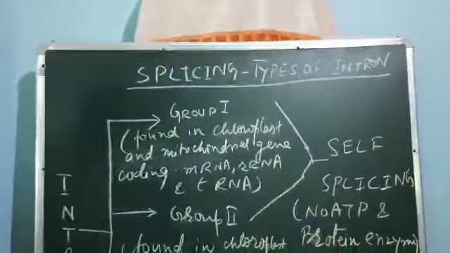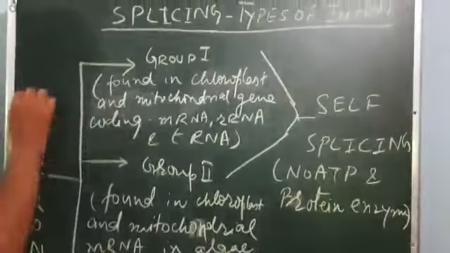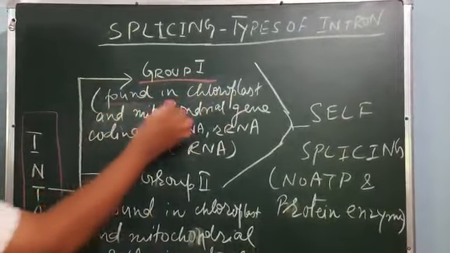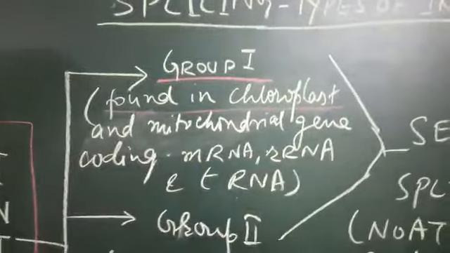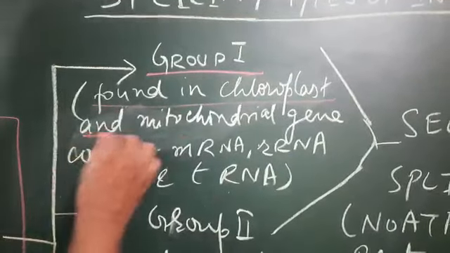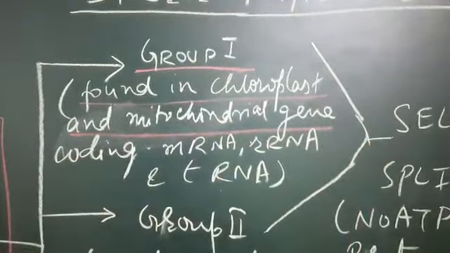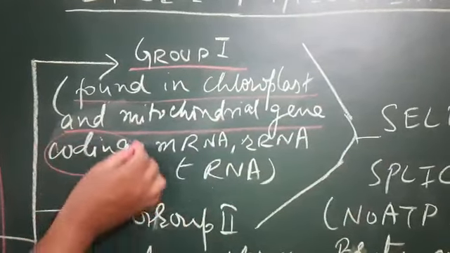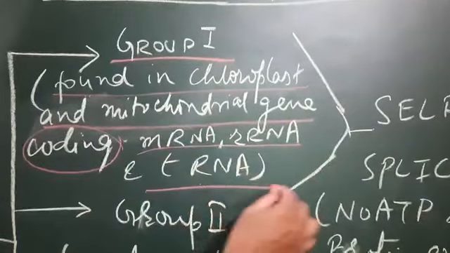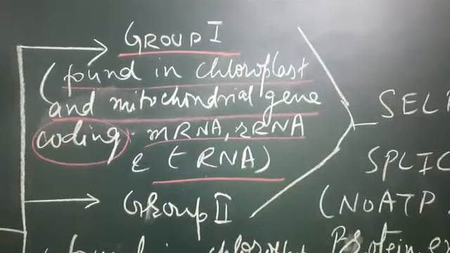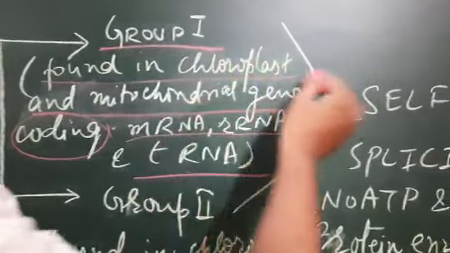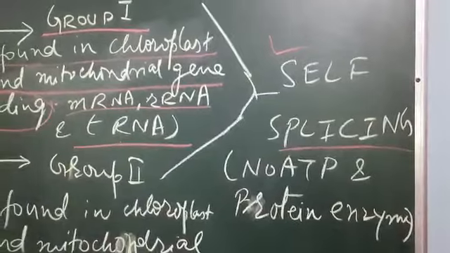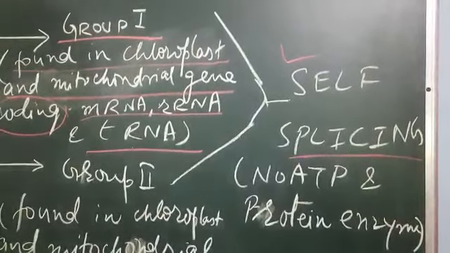Now let us come here. So you have intron. This is group 1, and it has been found that these introns are found in chloroplast and mitochondrial genes. What genes? The genes which code for mRNA, rRNA and tRNA. And as I told you, it will undergo self-splicing, having no ATP and protein enzyme during the splicing process.